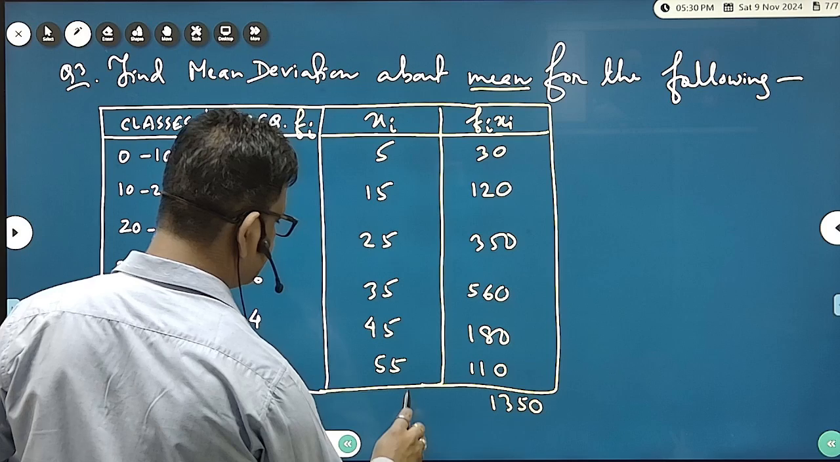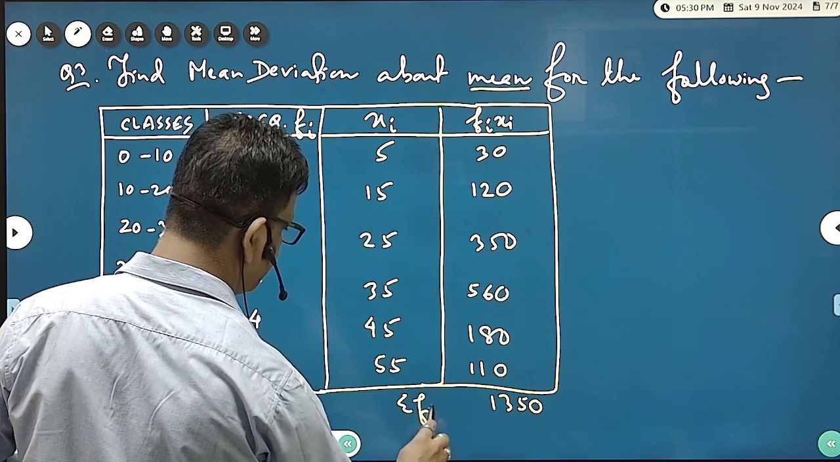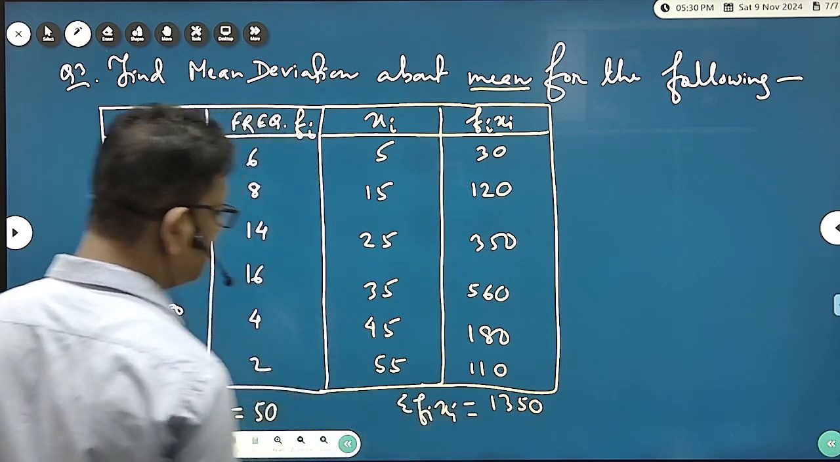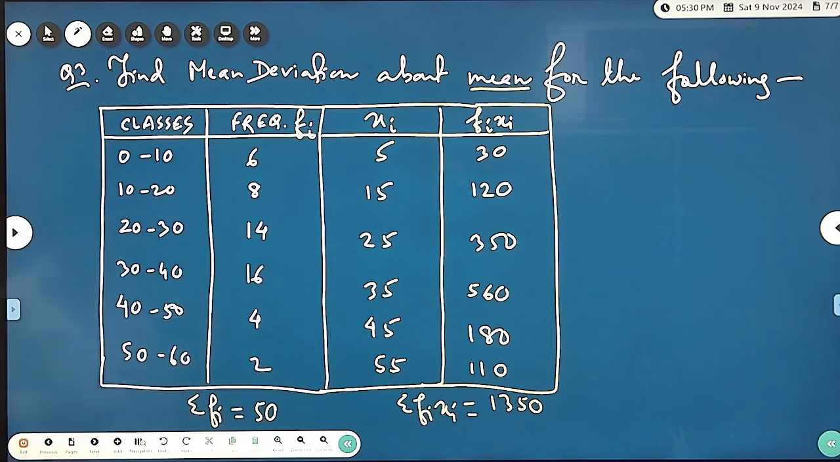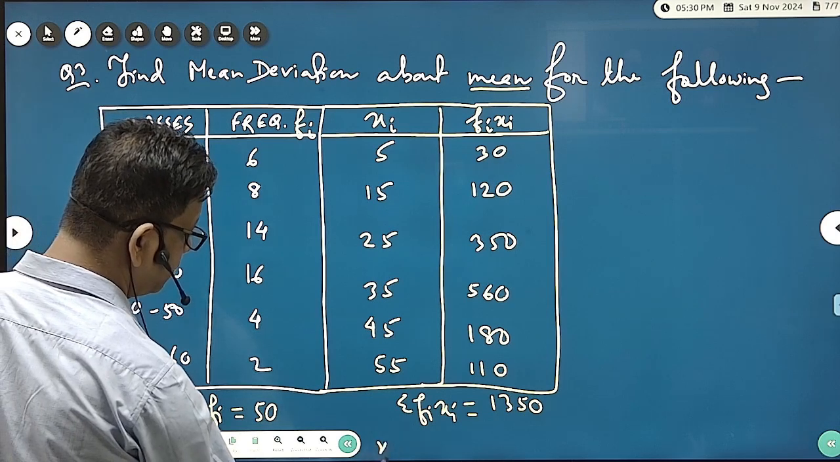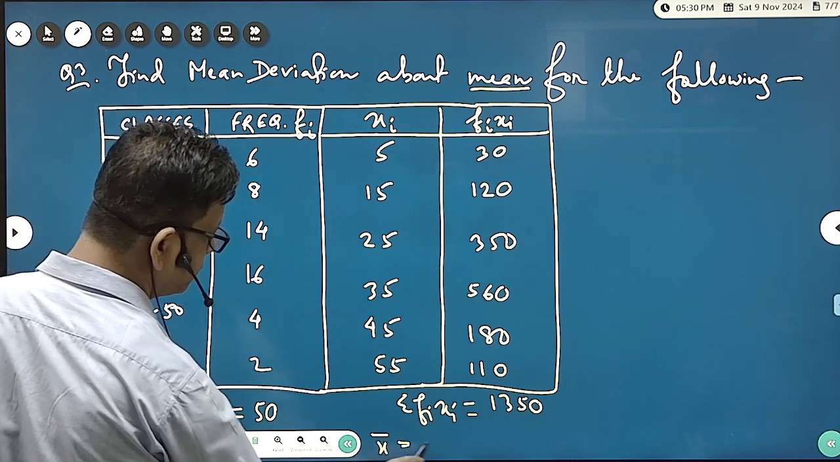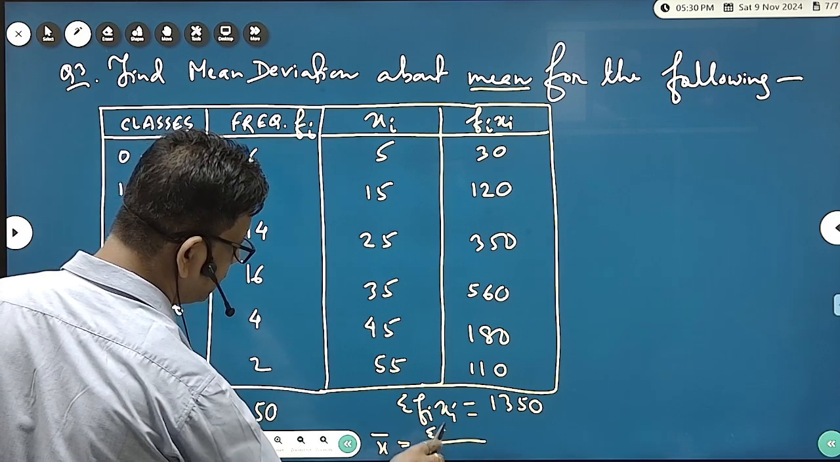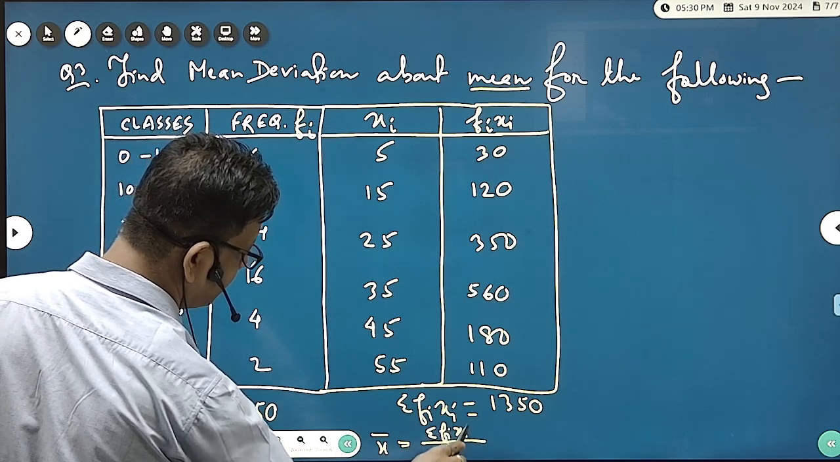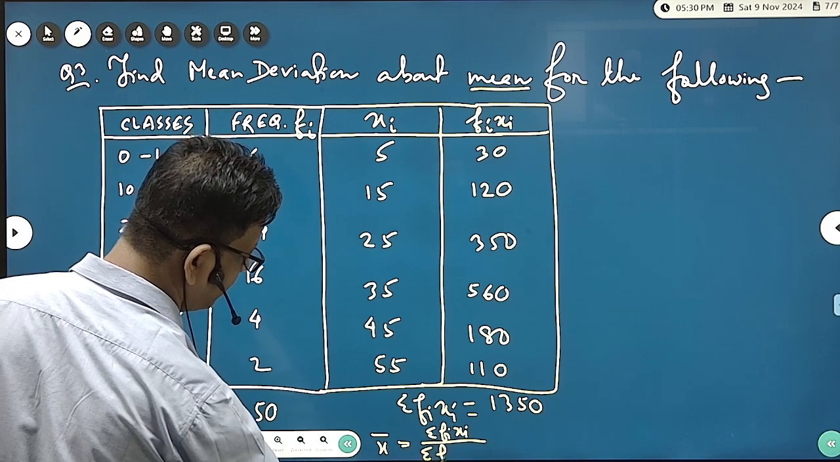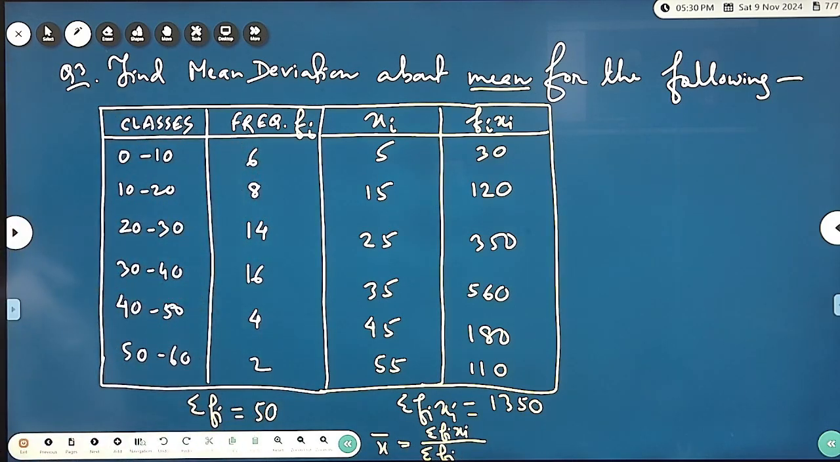1350. So this is your summation of Fi xi. Now, see, here we got both the summation of Fi and summation of Fi xi. To get the mean, I have very less space, but anyway I'll try here only. So x bar equals, what is the formula? Summation of Fi xi by summation of Fi. Yes or no? Done? Okay.